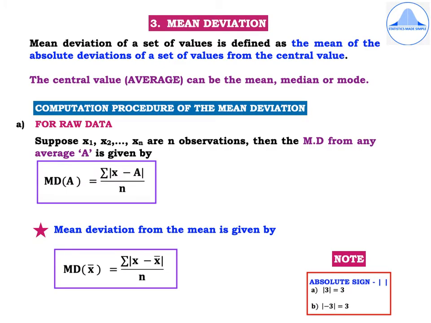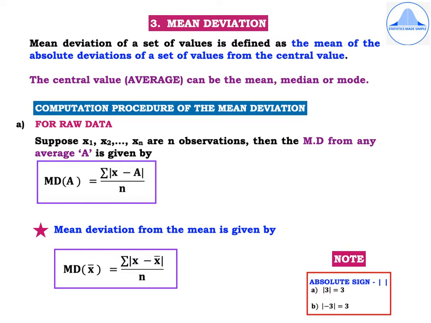The mean deviation of a set of values is defined as the mean of the absolute deviations of a set of values from the central value. Now, this definition is also important. The central value is nothing but the average, and usually for the mean deviation, the central value is chosen as the mean, median, or mode. Though the average can be even the geometric mean and harmonic mean, we use only the mean, median and mode for mean deviation.